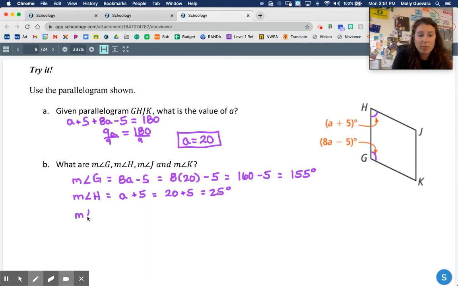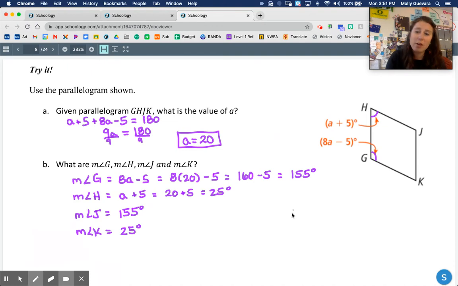So then when I go in to do J, J is across from G. So if G is 155, J is also 155. And then same thing for the measure of angle K. K is across from H. So if H is 25, K is 25. So really we only have to calculate for the first two. And then we know that the other two across from those are just going to be congruent.